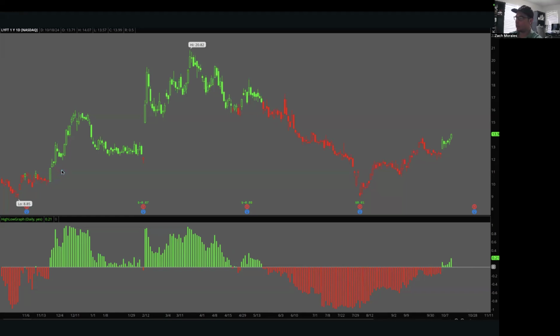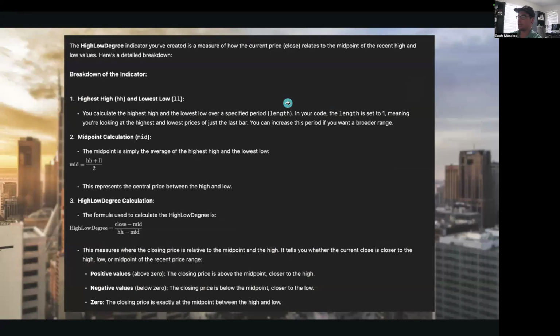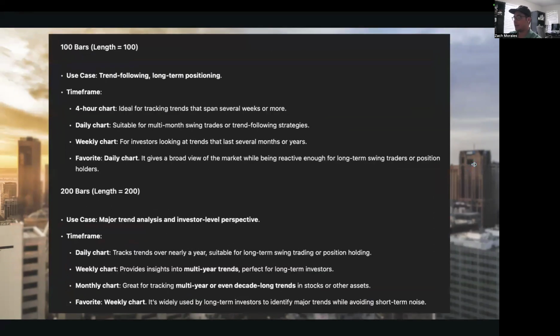And we'll go over how this can be used on multiple time frames. We'll talk about all of the different time frames that you guys can see. This is on Lyft right here. This looks really good. We just recently got a buy signal. We'll break down what the indicator reveals. Okay, we'll talk about what exactly the indicator itself is, some of the formulas used to create it, and then we'll talk about the use cases for the different time frames. Okay, so it's going to be a really good video.